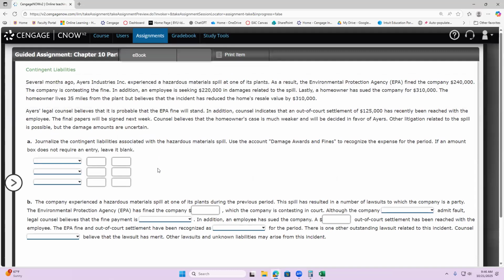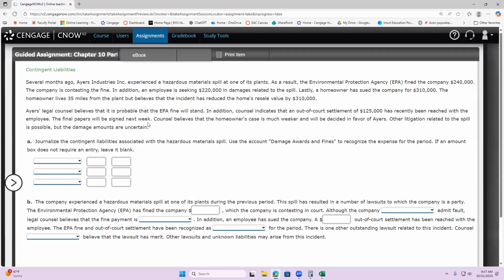So several months ago, Ayers Industries experienced a hazardous material spill at one of its plants. As a result, the Environmental Protection Agency fined the company $240,000. The company is contesting the fine, so they're trying to not have to pay it. In addition, an employee is seeking $220,000 in damages related to the spill. Lastly, a homeowner has sued the company for $310,000.